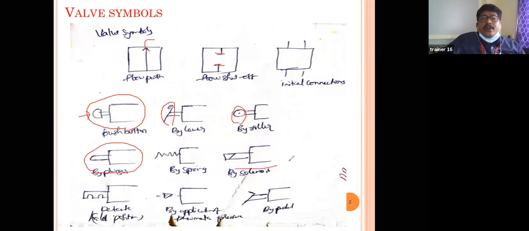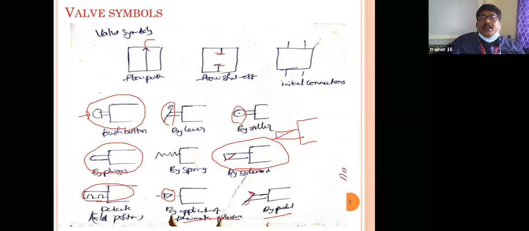And then solenoid. Solenoid is purely electrical, right? This is the solenoid symbol. All of you know solenoid, right? And detent, this one, holds the position. Sometimes it holds. And this is by application of pneumatic pressure. This arrow mark indicates the application of pneumatic pressure. And this one is by pedal. This is a pedal indication symbol.